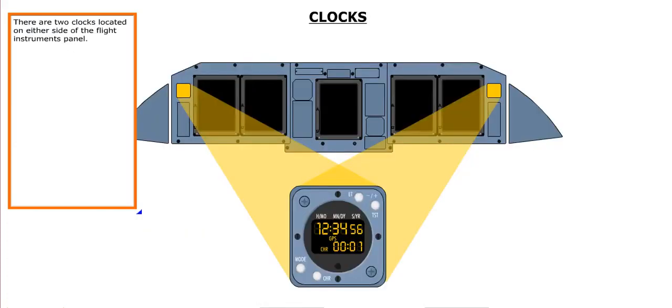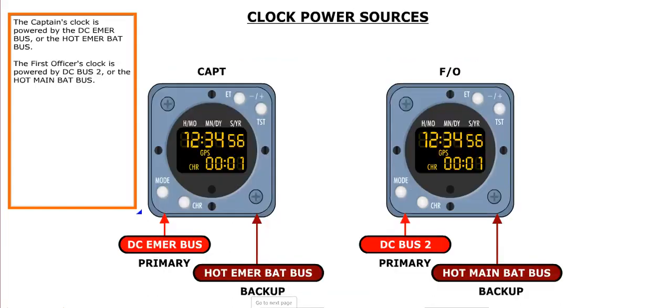There are 2 clocks, located on either side of the flight instruments panel. The captain's clock is powered by the DC emergency bus, or the hot emergency battery bus. The first officer's clock is powered by DC bus 2, or the hot main battery bus.